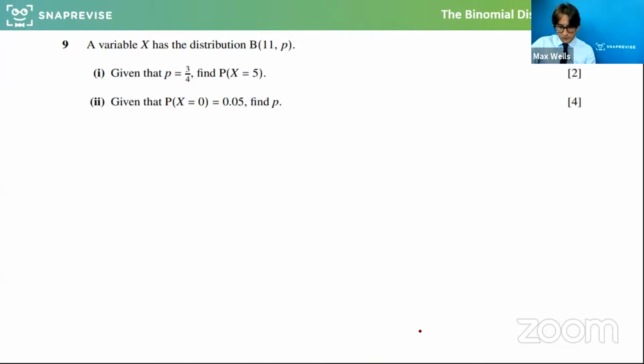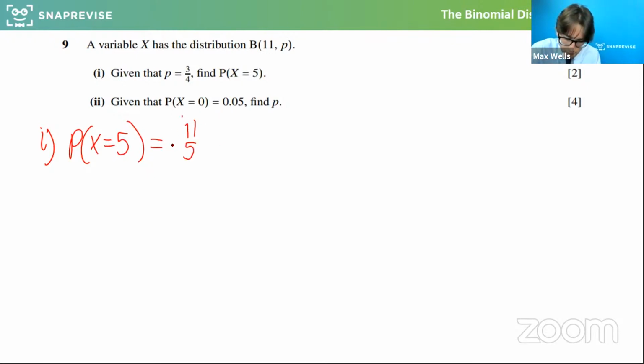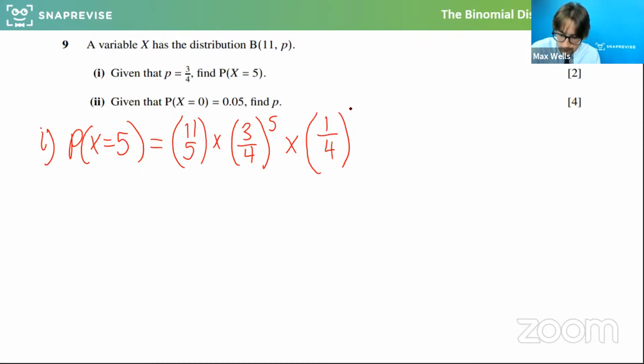So that doesn't work. Well done. So then we'll just quickly look at this one. So given that P equals 3/4, let's do this one quickly. So P equals 3/4, find the probability of X equals 5. So you guys can work that out for me. And let's check we agree. So you can use your calculator, but we're doing 11 choose 5 times the probability of success to the power of 5 times the probability of it not happening to the power of 11 minus 5. So 6.